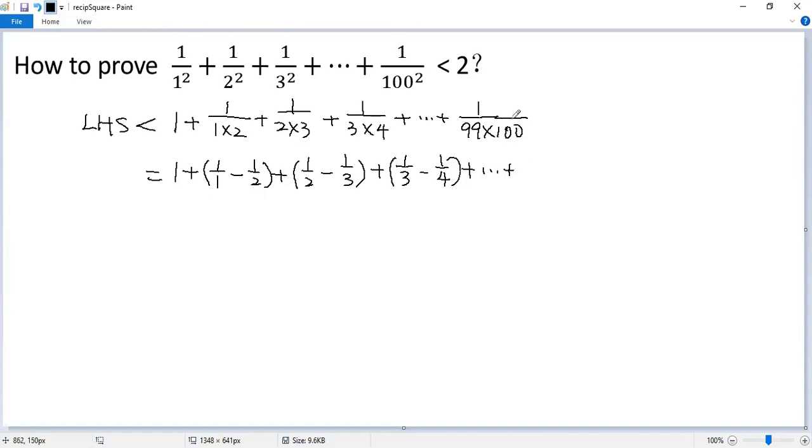Continue this way. The last term would be 1 over 99 minus 1 over 100. You see, we can cancel all these terms except the first two terms and the last term. So we get 1 plus 1 equals 2 minus 1 over 100, which is less than 2.